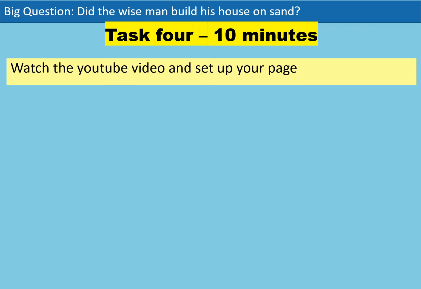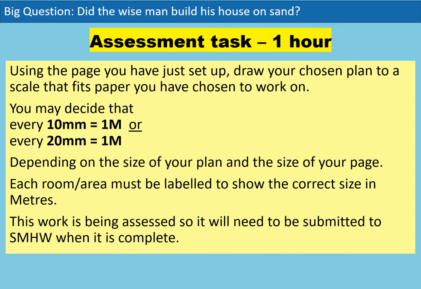Assessment task. So this will take you 1 hour. It might take you a little bit longer, and that is absolutely fine. Using the page you have just set up, draw your chosen plan to a scale that fits the paper you've chosen to work on. So for example, you might decide that every 10 millimeters is 1 meter, or you might decide that every 20 millimeters is 1 meter.